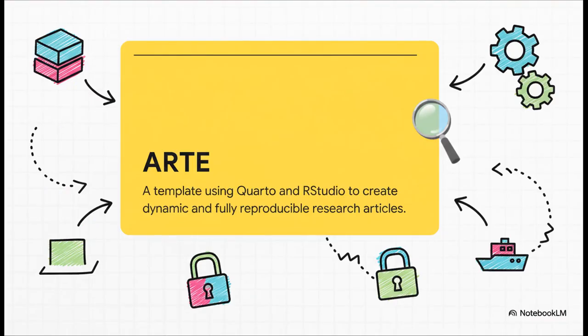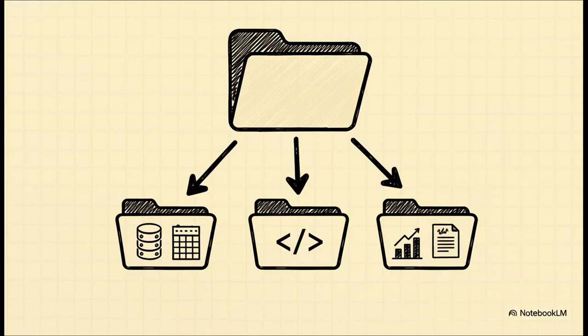It stands for Article Reproducibility Template and Environment. Basically, it's a pre-built project structure that uses common tools like Quarto and RStudio. The whole point is to give you a clear, logical system to follow from the get-go, so you aren't stuck reinventing the wheel and trying to figure out how to organize your files every single time you start a new project. ARTE is built on this really simple but really powerful standard called the Tier 4.0 protocol.